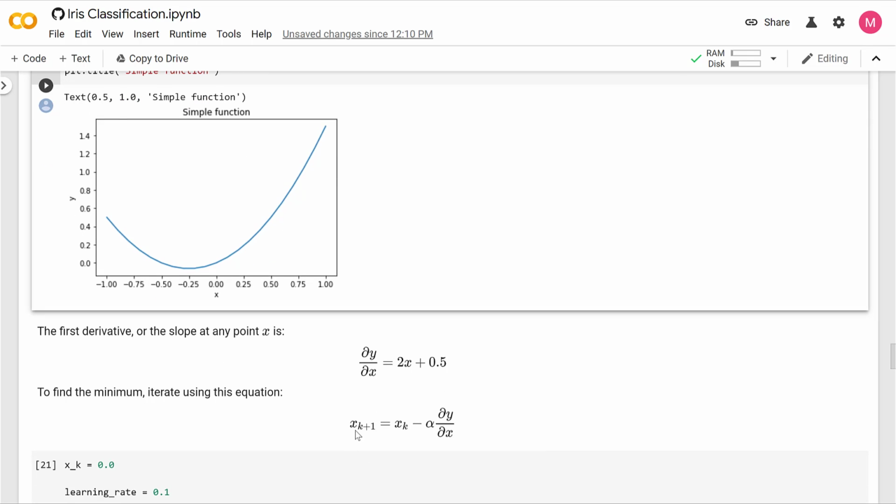Now, to find the minimum, we would use the same iteration that we saw before. We take the current value of x and subtract this term, which is the learning rate times the derivative, or the gradient at that point.